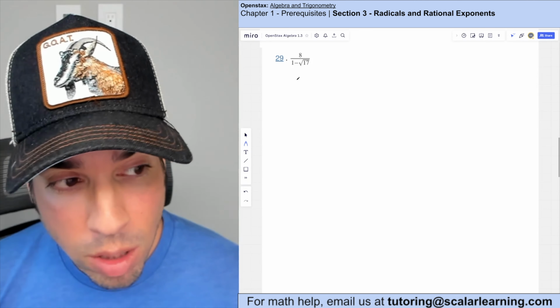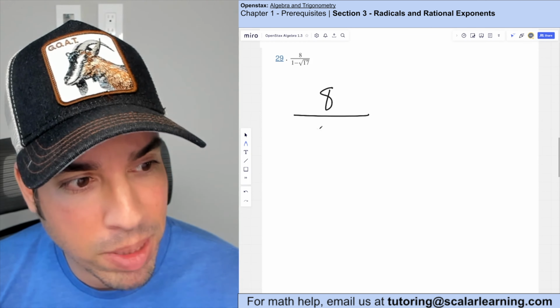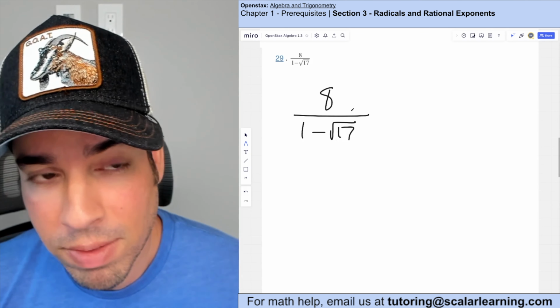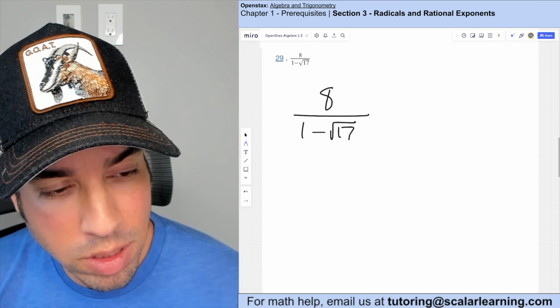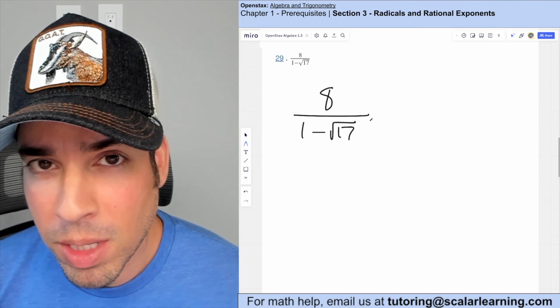In this case, all I want to do is get the radical out of the denominator, so I need to figure out how to do that. But since it's not there by itself, meaning it's not just 8 over square root of 17, it's 8 over 1 minus square root of 17, I can't just multiply by a single radical. Instead, I have to multiply by something called the conjugate.